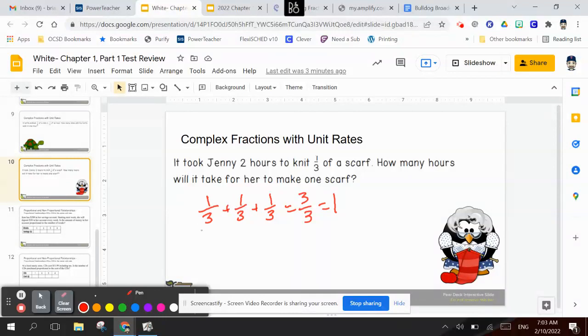So if it takes 2 hours to do 1/3, and 2 hours to do another, and 2 hours to do another, 2 plus 2 plus 2, it would take her 6 hours to make one scarf.